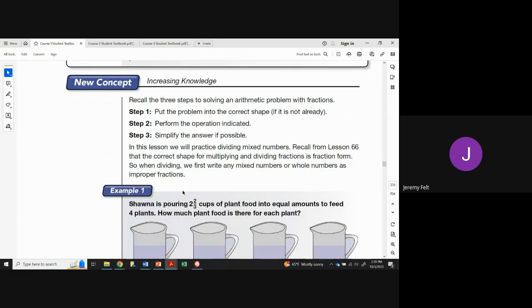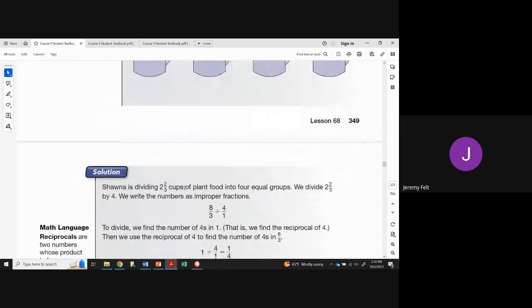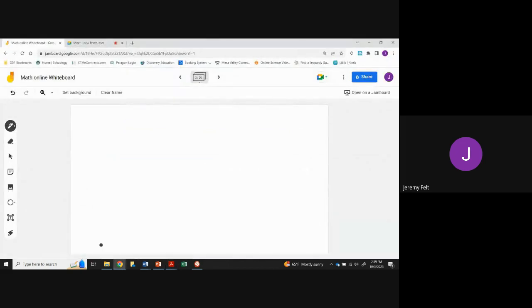So Shauna is pouring 2 2/3 cups of plant food into equal amounts to feed 4 plants. How much plant food is there for each plant? Okay, so we're going to go 2 2/3, and we're going to divide it by 4. First thing we have to do is make this into an improper fraction. So 2 times 3 plus 2. So 6 plus 2 is 8 thirds divided by 4.